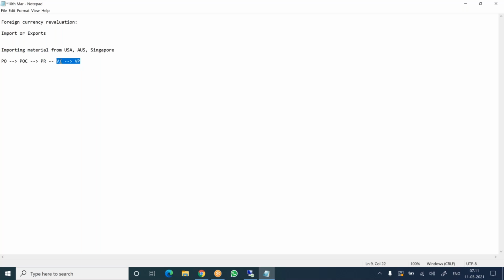At the time of invoice, one exchange rate is available, and at the time of payment there is another exchange rate. Because of that I may get loss or gain, because of the time difference between invoice and payment. Understood? Invoice and payment. So those changes you need to update in the system using foreign currency revaluation.